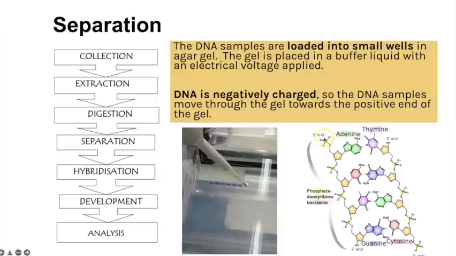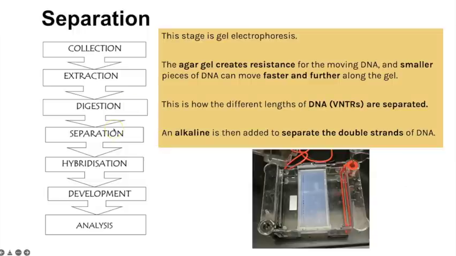Now, DNA is negatively charged because of these negative charges on the phosphate groups of DNA. So the DNA that's been injected into these wells will actually start to travel through the gel towards the positive end of this gel because it's attracted to it, because DNA is negative and we've added this positive electrical charge. So this is the stage of how we separate out the DNA fragments that have been injected into the wells. And this is the gel electrophoresis step.